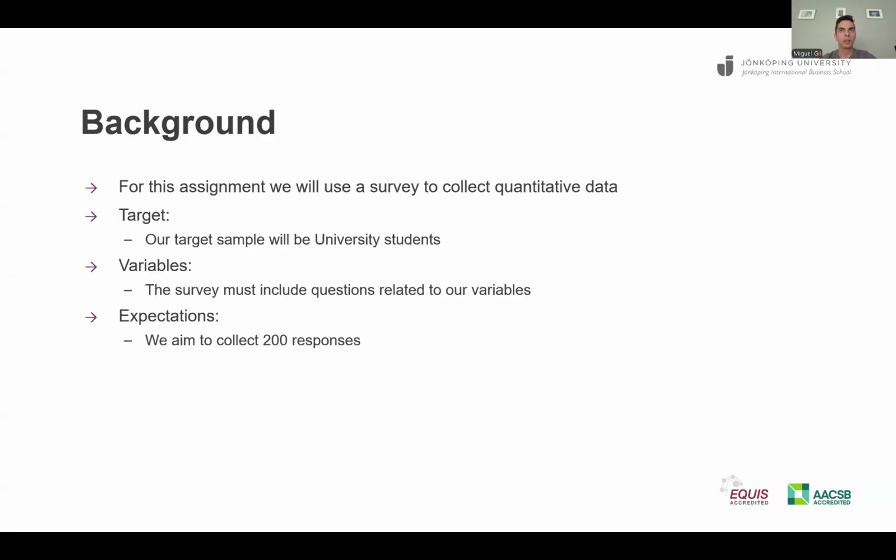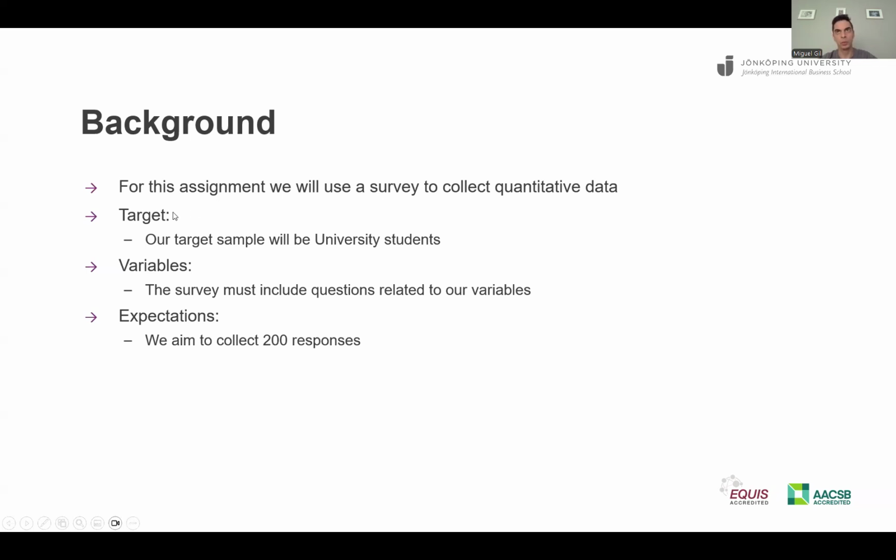We need this lab because in this group assignment we will collect quantitative data with a survey. We will develop a survey and we will send it to university students and then we will get the data from there. But because we need this survey, we need to spend some time creating that survey. That is what we are going to do today, to create this survey.